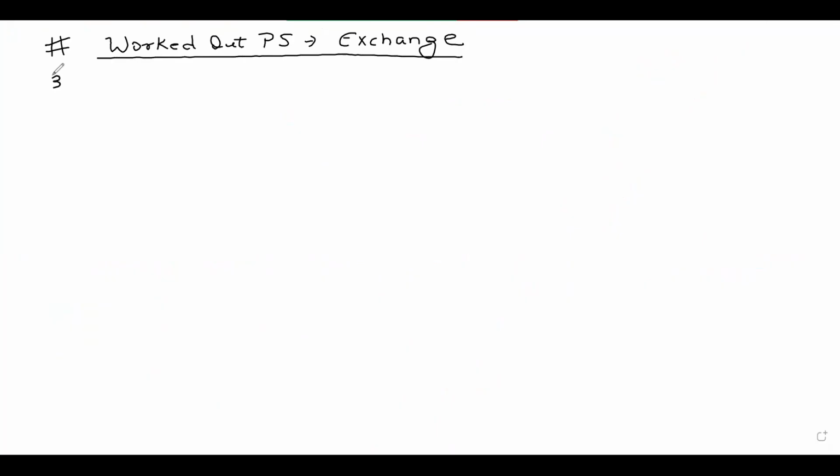First of all, I'm writing the main heading just for completeness. We are looking at the worked out problem set on exchange. Okay, so let's look at problem 1. Let me correct myself. This is problem 1.